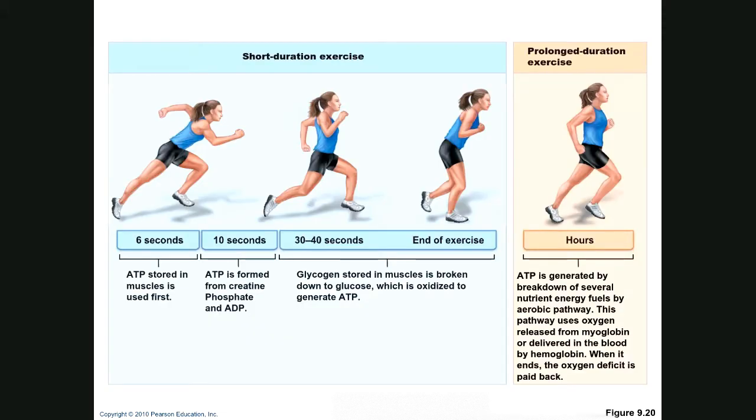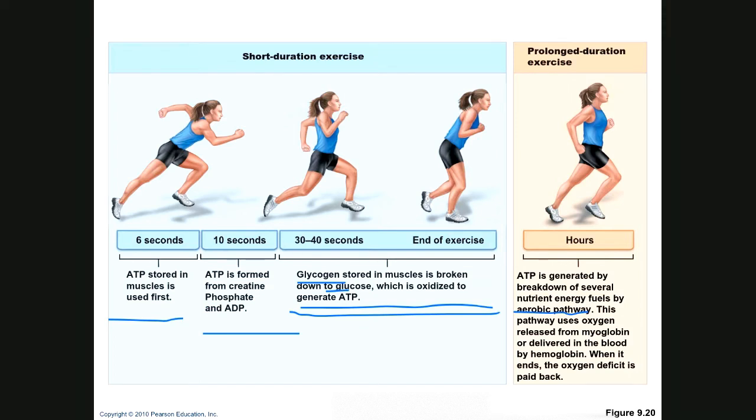Okay, this is showing somebody who's doing some short-term exercise. In the first 6 seconds, ATP in the muscles is used up. At 10 seconds, ATP from creatine phosphate is used up. Then at 30 to 40 seconds, it's a very short exercise. I like that idea. The glycogen stored in the muscles is broken down to glucose, and then it's oxidized to create ATP. In very long exercise, you're going to have to have the aerobic pathway of metabolism, and you may also have to go into anaerobic.